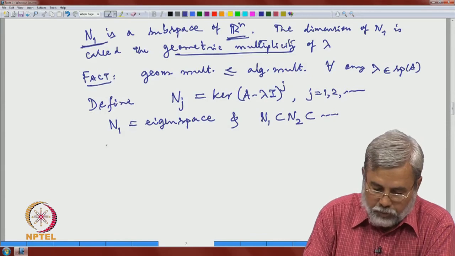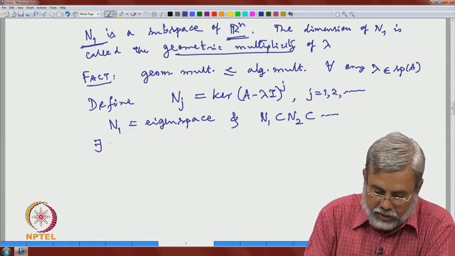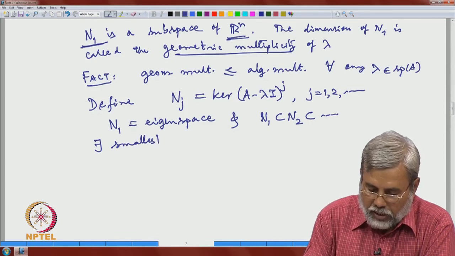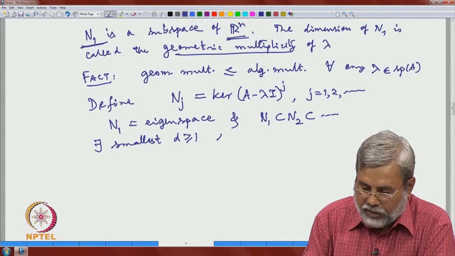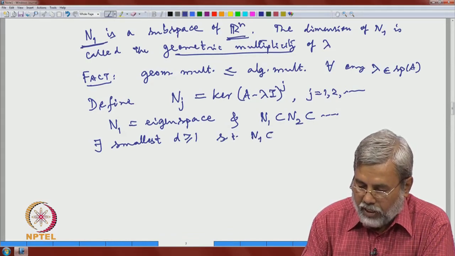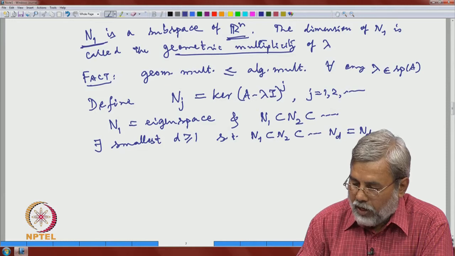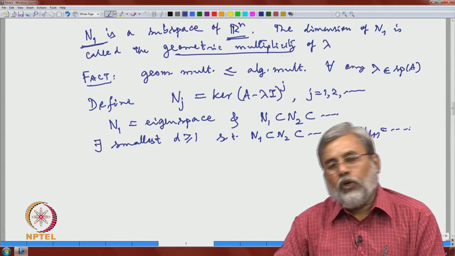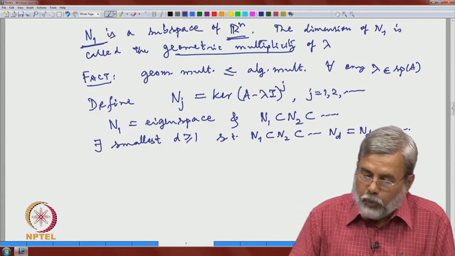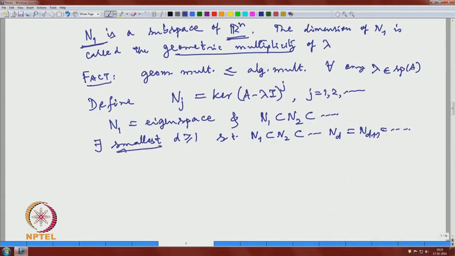So there exists a smallest d bigger than or equal to 1 such that N1, N2, up to Nd are distinct, after which they are all equal. So there are no more additions of new non-zero vectors. This smallest d has a name, and it is called the index of lambda. Everything is for a fixed real eigenvalue lambda.